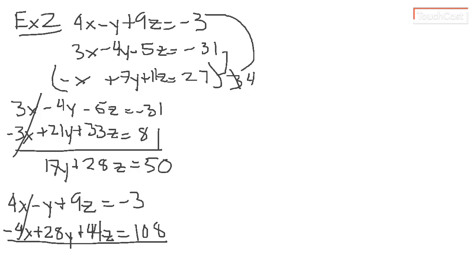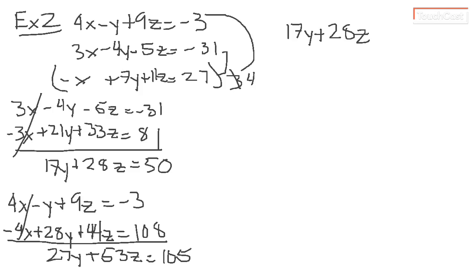The x terms are gone. We end up with 27y. We add the z terms to get 53z equals 105. So we can set up our new system. We've got 17y plus 28z equals 50, and we have 27y plus 53z equals 105.